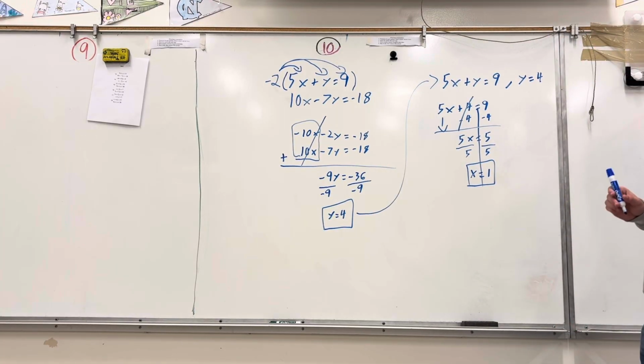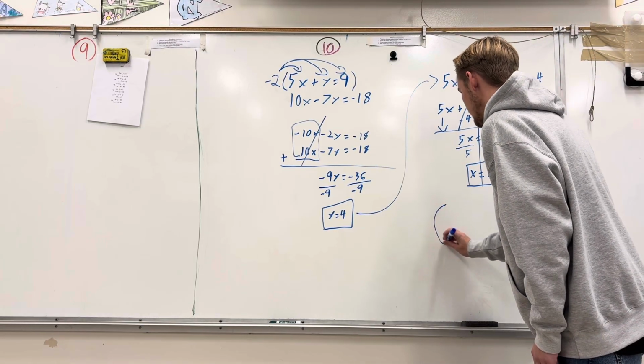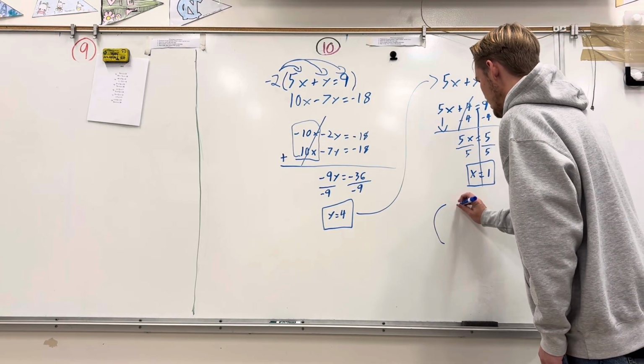Now we got to write this as a coordinate. So our coordinate is x comma y. So our coordinate is 1, 4.